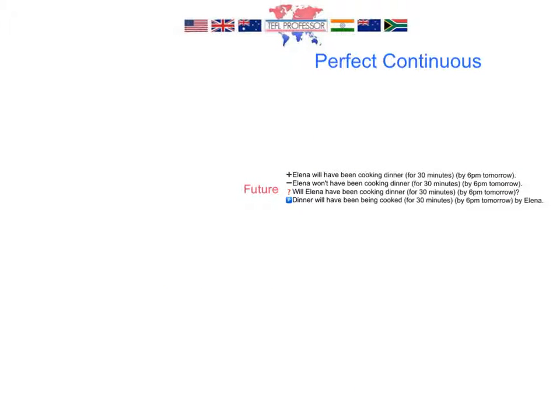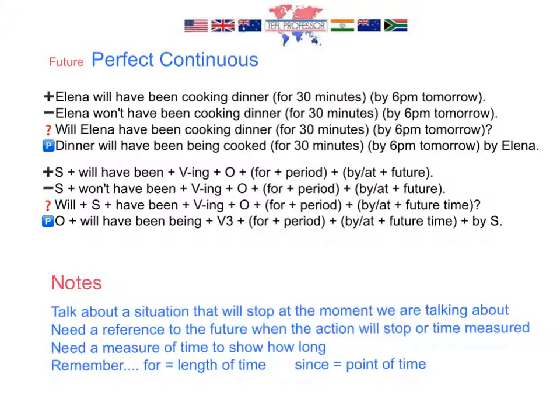Lastly, last one, we have future perfect continuous. Future perfect continuous is very similar to the past perfect continuous. We talk about a situation that will stop or be measured from that point we are talking about. We need a reference to the future when the action will stop or time will be measured. We also need the measure of time to show how long. Elena will have been cooking dinner for 30 minutes by 6 p.m. tomorrow. So we take the subject, will have been, the gerund, the object, the for with the period of time, by or at, and the future time.